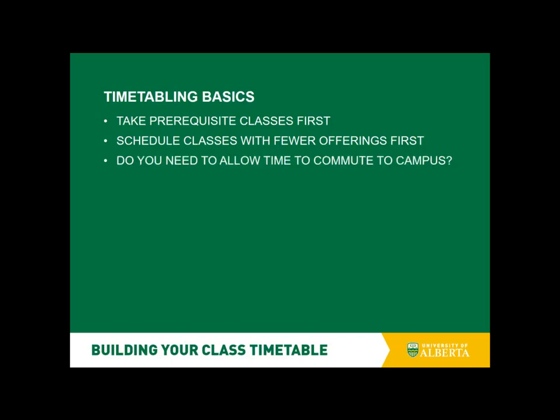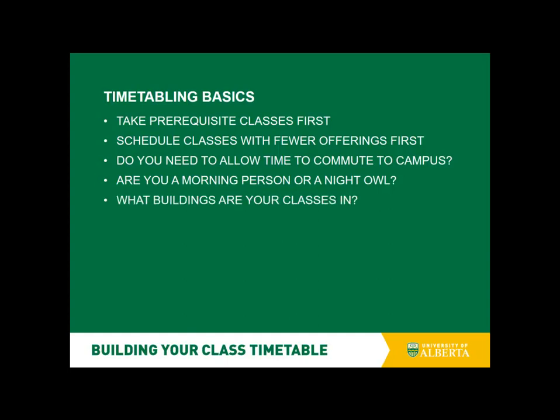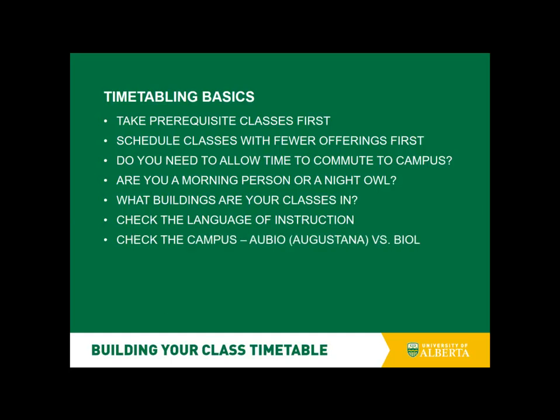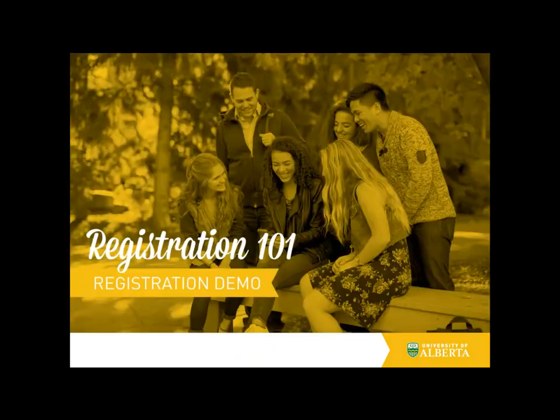If you need time to commute to campus, you might want to consider that. You might also want to consider if you are more of a morning person or a night owl. Maybe you want to schedule all your classes right early in the morning, or maybe you want to stick to afternoon or evening classes only. Consider what building your classes are in. It's also important to check the language of instruction of the course that you're registering in. And finally, check the campus of the course that you're wanting to register in. If the course starts with an AU, that means it's an Augustana campus course.